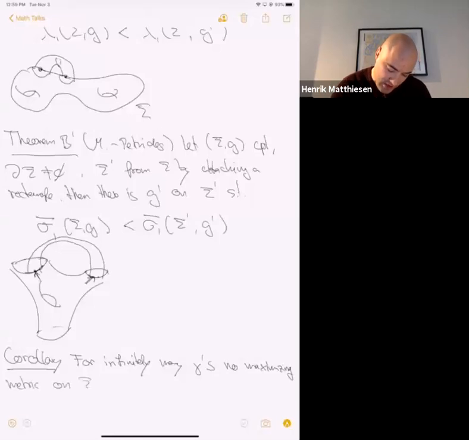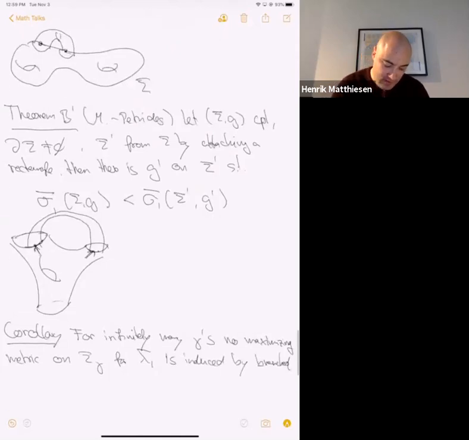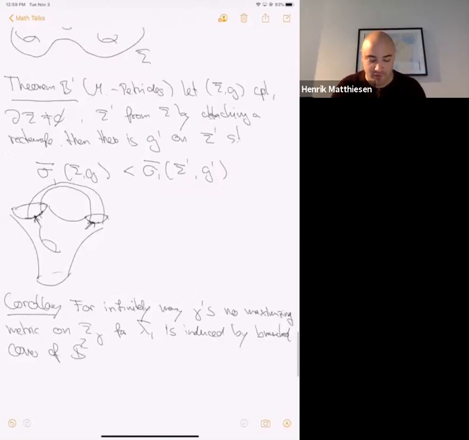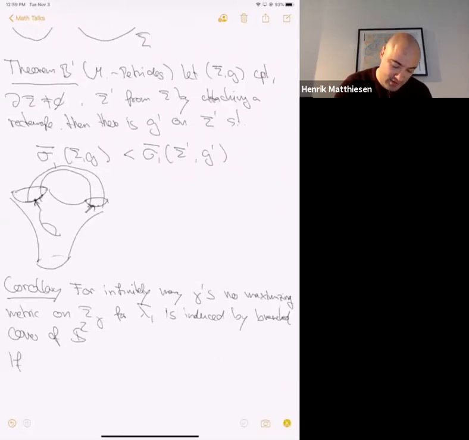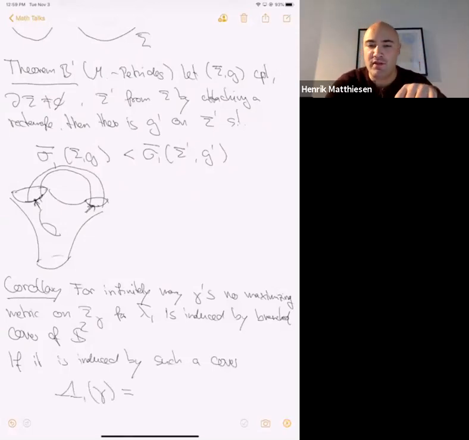So on the surface of genus gamma, of course for lambda 1 bar, is induced by a branch cover over the round sphere. Okay, and it turns out that this is actually very simple to prove because, say, if it is induced by such a cover, then for this quantity, well, okay, it's a branch cover of the 2-sphere by first eigenfunctions.